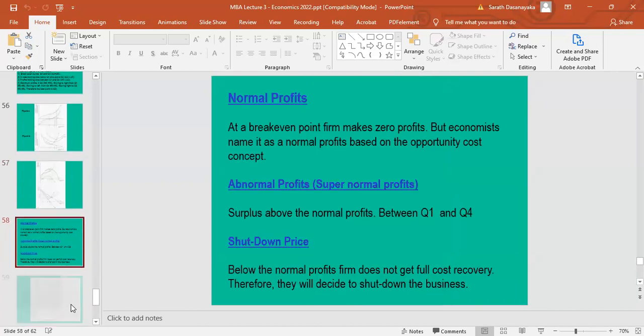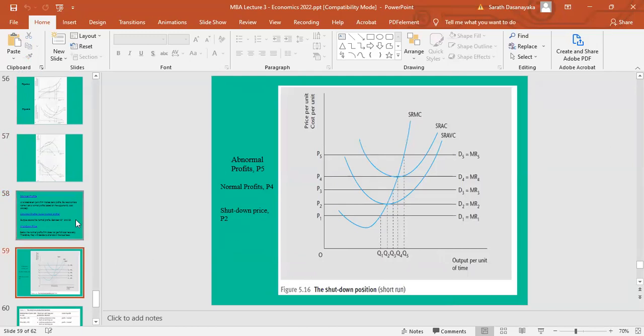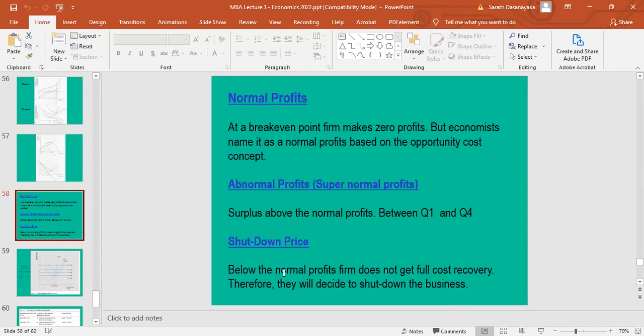We can further explain that with the profit situations. Normal profit means at a break-even point, firms make zero profit, but economists name it normal profit based on the opportunity cost concept. Abnormal profit or supernormal profit, normally in a monopoly you find it, is the surplus above the normal profit, between the Q1 and Q4 situation. And you have what we call the shutdown price. Below the normal profit, the firm does not get full cost recovery. Therefore, they will decide to shut down the business.